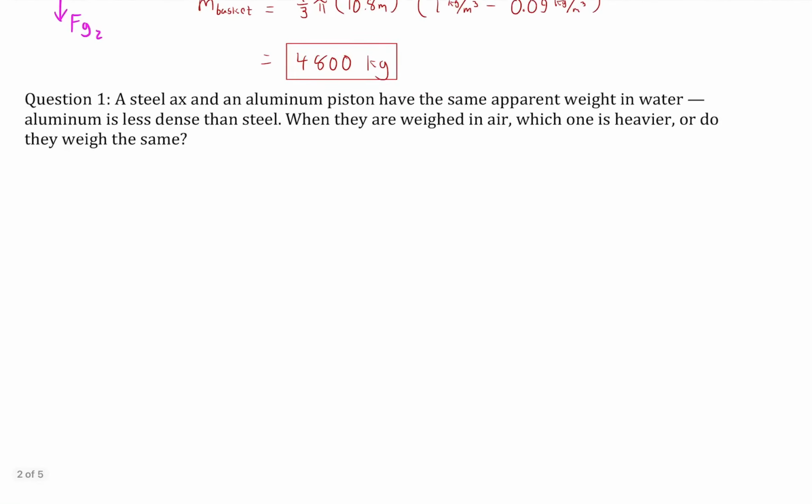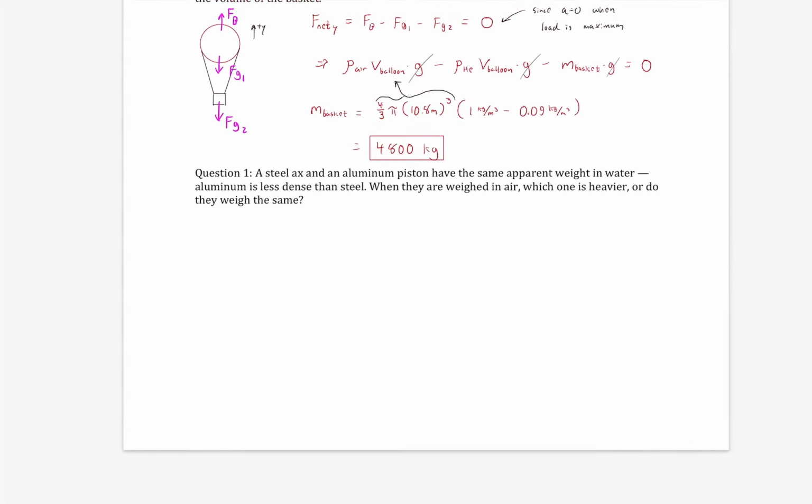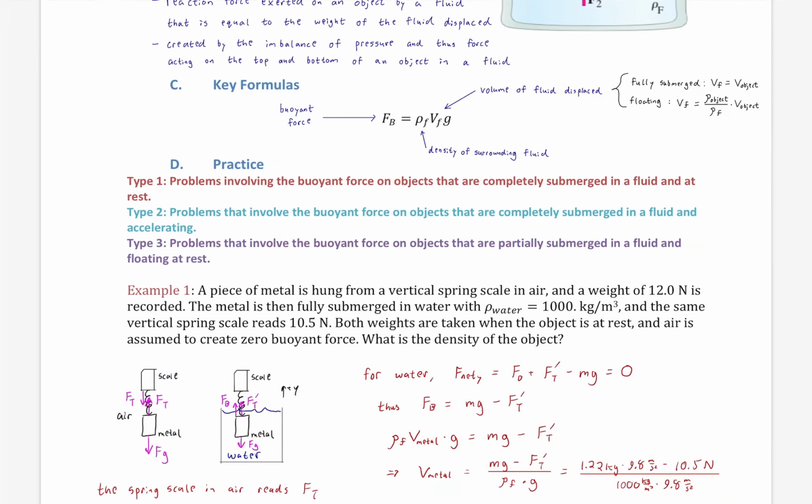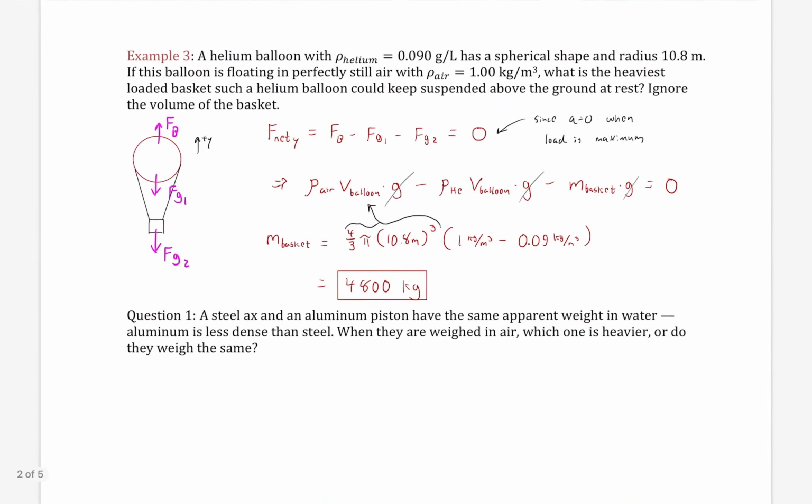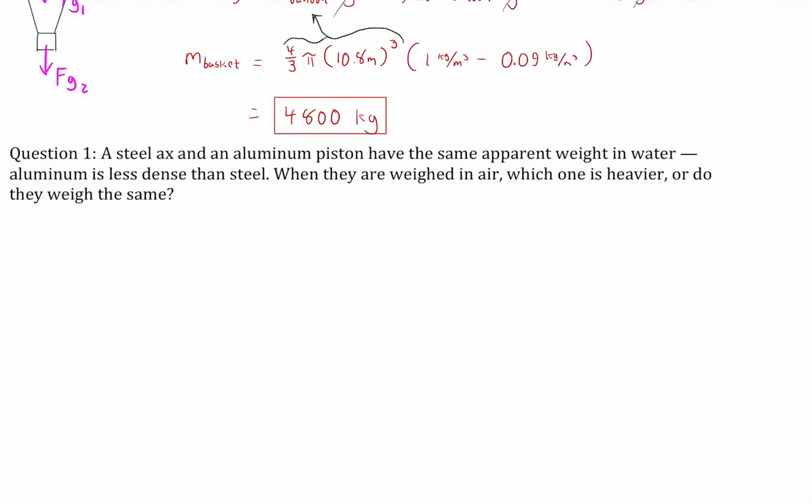Now this is an interesting concept question. All right, so let's go through the steps here. It's a good one. Okay, so a steel axe and an aluminum piston have the same apparent weight in water. And apparent weight would be like the example 1 where we had the spring scale, right? And we were talking about this. It'd be like if we weighed something in water, that's its apparent weight. It's not its true weight because we know the buoyant force is affecting it. That's what I mean by apparent weight.